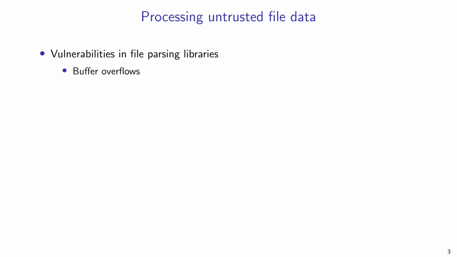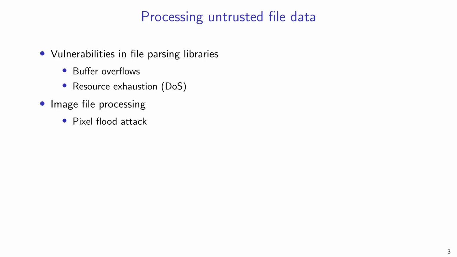This means that our web application can become vulnerable due to vulnerabilities in the file parsing libraries that we use. There could be buffer overflows and similar issues, especially if the library is written in a memory unsafe programming language. Then there can be resource exhaustion, denial of service vulnerabilities, and here much depends on how the libraries are used and configured. Image file processing is one of the most common forms of file handling in web applications. Here, the pixel flood type of attack is a specific concern we have to be aware of.